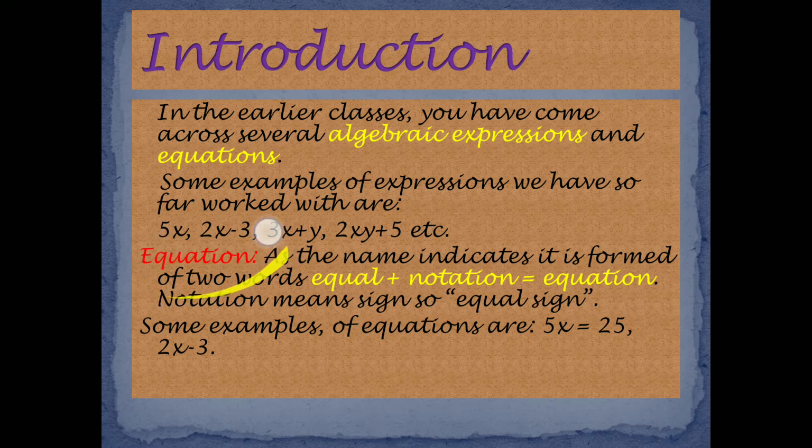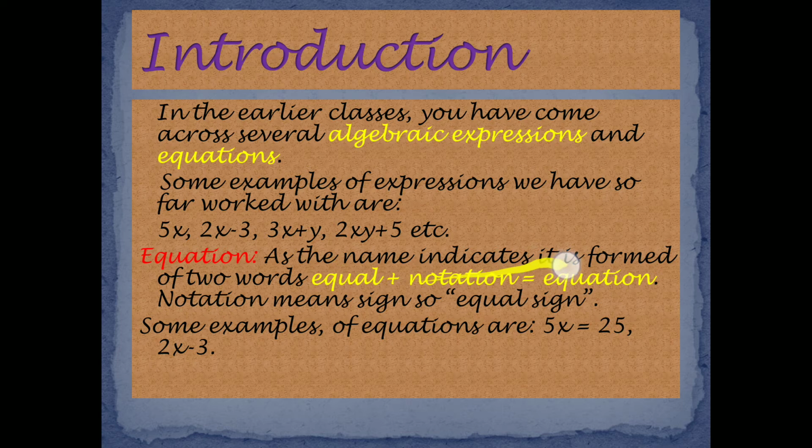Equation, basically what I understand, is the combination of two words, that is equal and notation. Notation means sign, and equal is the sign that we are talking about. So together, if I remove this NOT and L and A, it becomes equation. Okay, that's what I understood if I focused on this particular word.